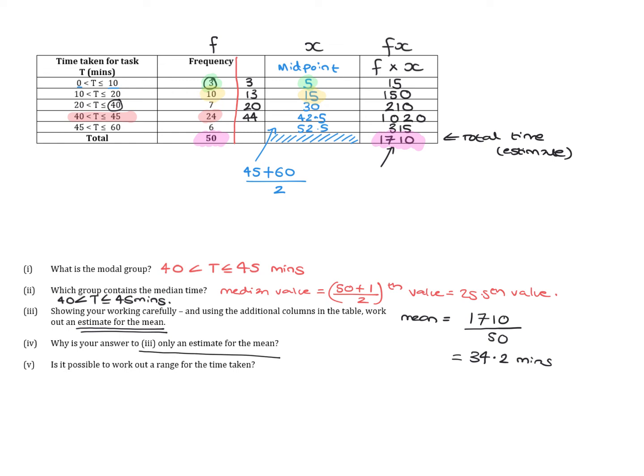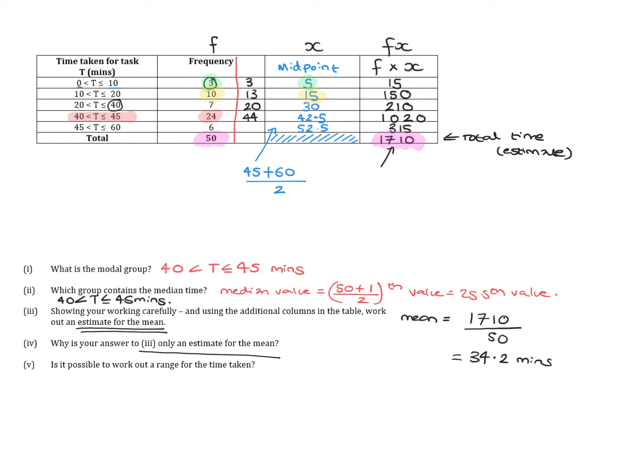It's only an estimate because we did not know the individual times of each of the 50 people involved. We had to use the midpoint of the groups in which their times fell as an estimate for their time. And that means this mean value is only an estimated mean, not an exact mean. We would need to know each time for each of the 50 people in order to get the exact value for the mean.